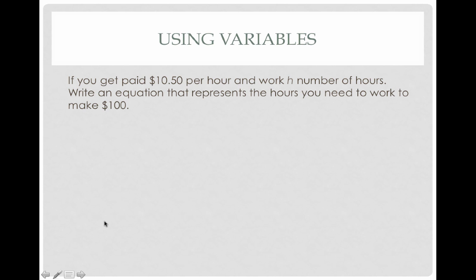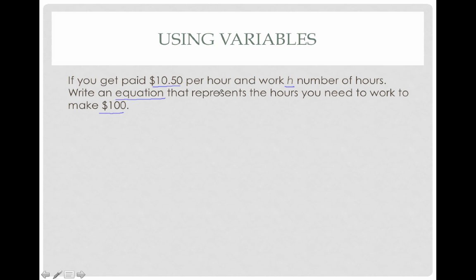All right, here we go. If we get paid $10.50 an hour, so every hour, $10.50, and I work an H number of hours, write an equation. This is different than an expression. An equation has an equal sign that represents the hours we need to work to make $100. Okay.